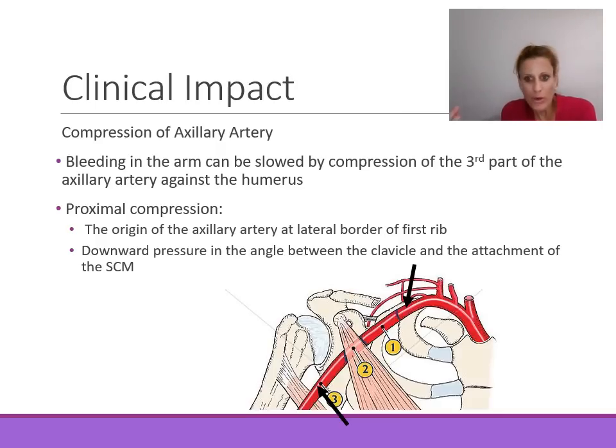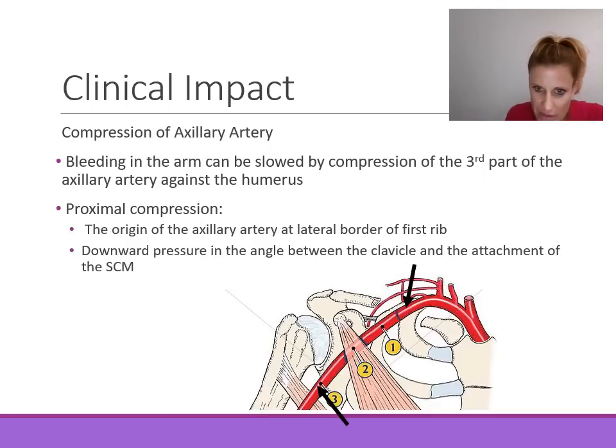Clinical impact here, when we talk about the axillary artery, if there's profuse bleeding in the arm, then it can be important to compress the axillary artery to slow that bleeding. So bleeding in the distal portions of the arm can be slowed by compression of the third part of the axillary artery against the humerus.